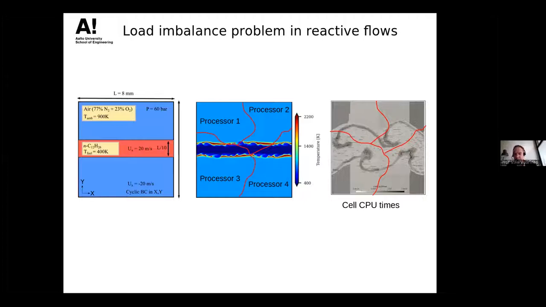Here you see the cell CPU times for a more developed, later time step. So you see that different cells take different time to estimate the chemical source terms. So there is load imbalance certainly, depending on how active the chemistry is and in which phase the chemistry is at present.